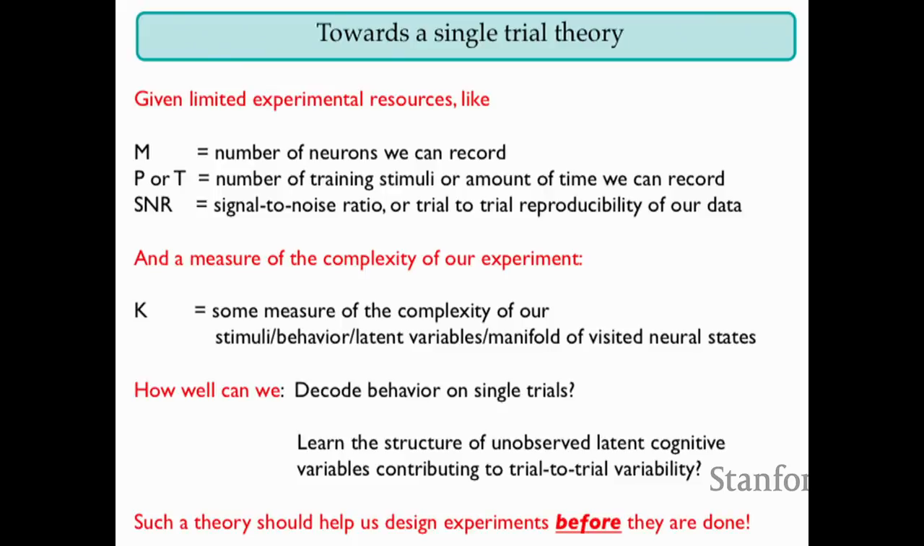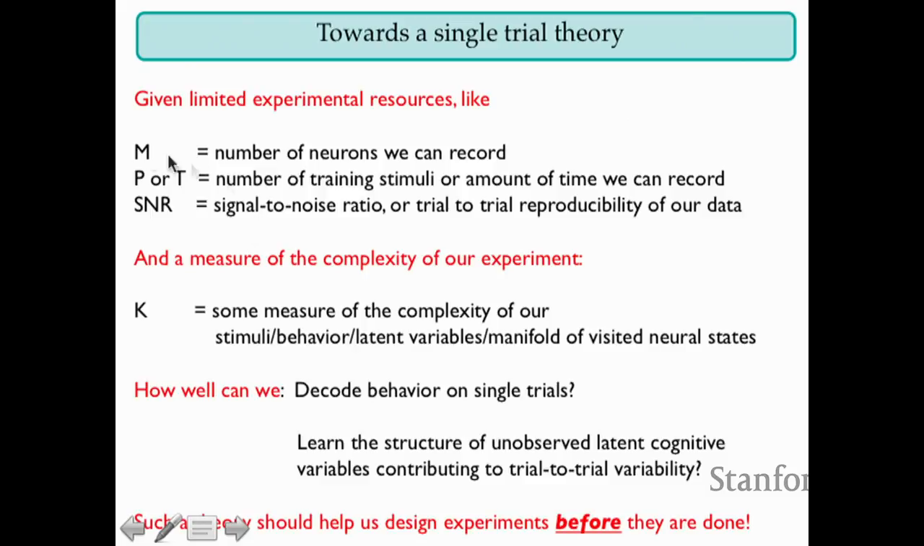We always have limited experimental resources. M is the number of neurons we can simultaneously record. P or T is the number of training stimuli, or the amount of time we can observe the brain. Let's say, to design a brain machine interface, you're watching a monkey reach multiple times. On each reach, you record the individual trajectory of the reach and the individual neural trajectory in the brain. You do this many times and build up a dictionary, so you get a certain amount of training data. Then subsequently, on held-out data, say a single neural trajectory from the monkey's brain, you'd like to construct a brain-machine interface that decodes the trajectory the monkey wants to move its arm on a single trial. So P or T is the amount of training data you have for subsequent single trial analyses.